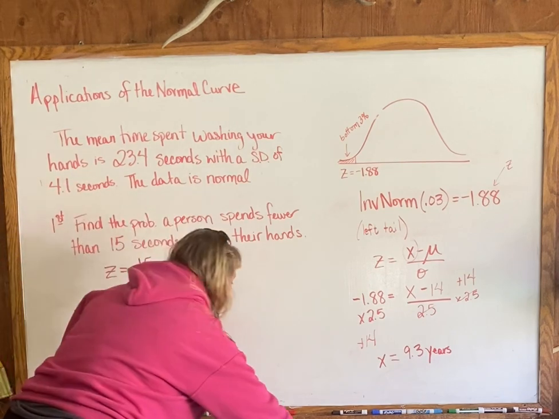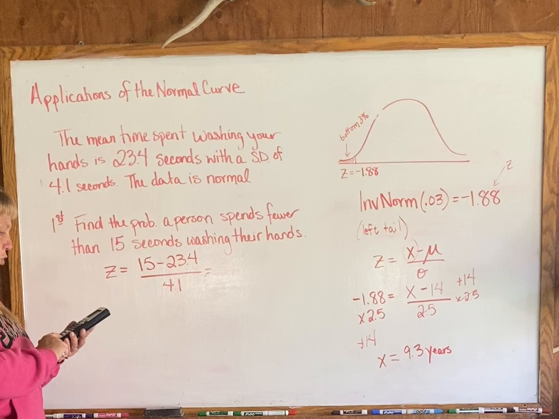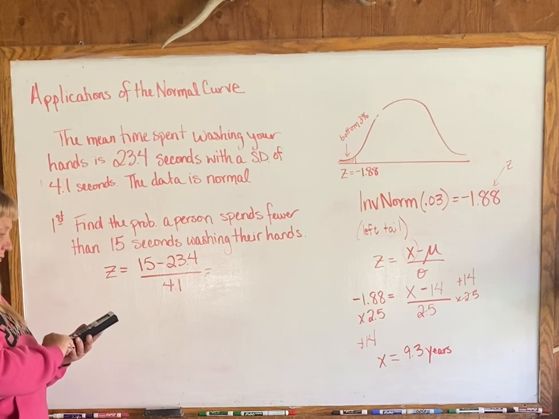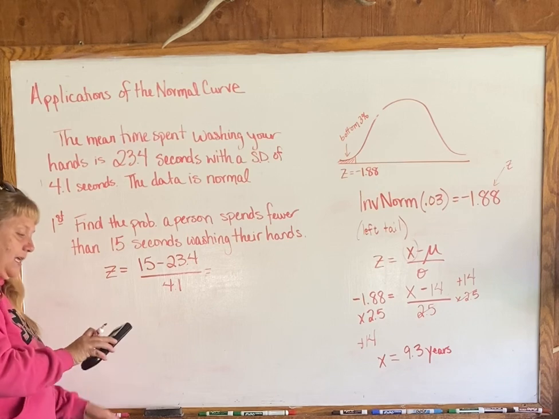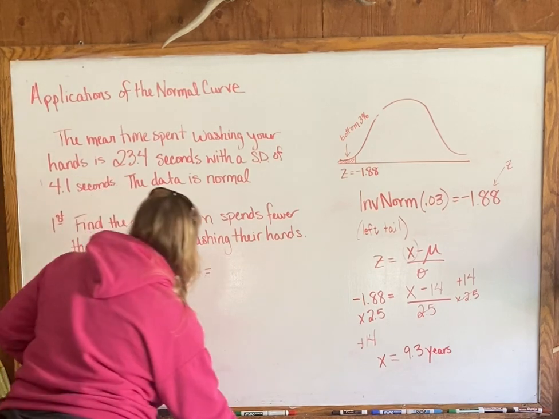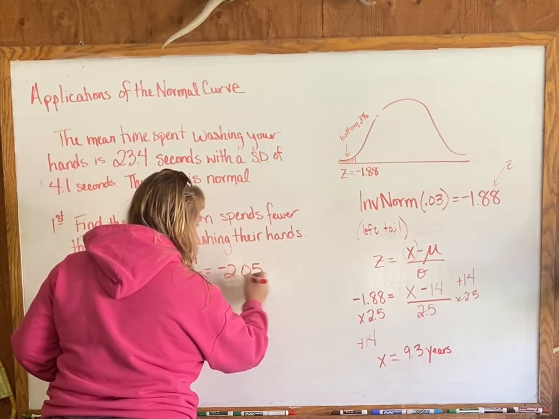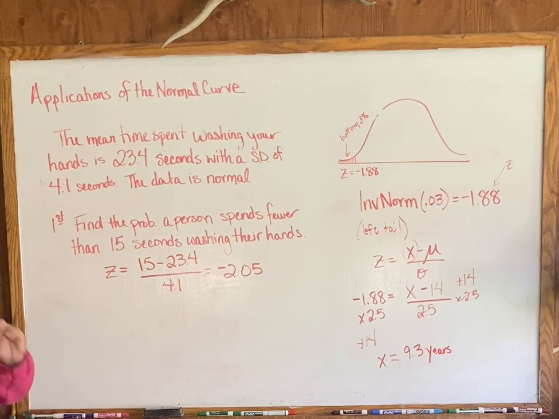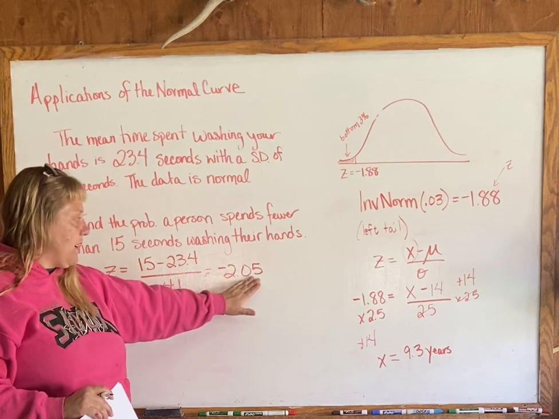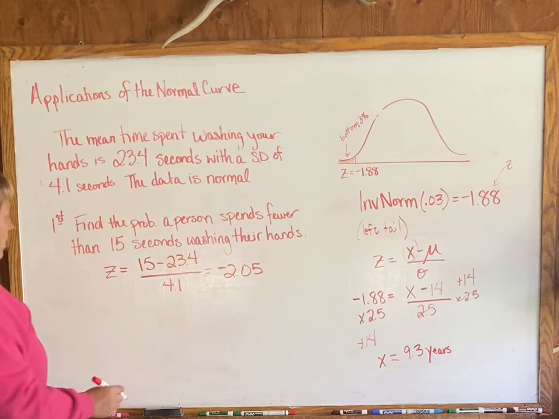Now, as always, remember, top first, hit enter, 15 minus 23.4, divided by 4.1, and I get a negative 2.05. Now remember, this decimal goes on for a lot of decimal places, but z-scores always have 2 decimals, so you can always round that just to that second decimal place there.